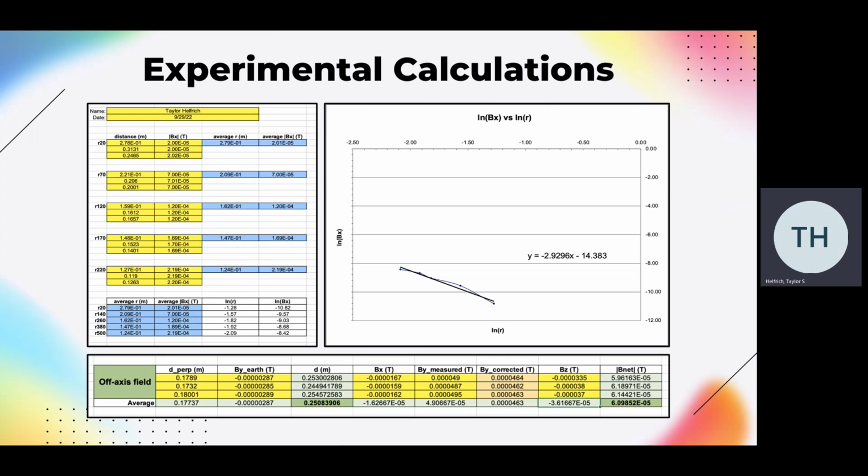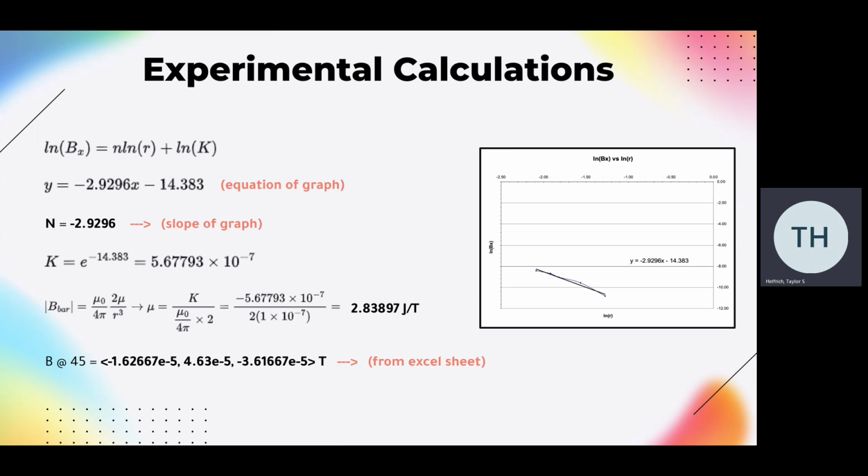Moving into the experimental calculations, I have the magnetic field magnitudes correlated with the distance that we measured them at, which is graphed in the figure to the right. This will help us in future calculations where we calculate n, k, and mu. So n is just the slope of the graph, which you can see is negative 2.9296. And we have the value of k, which is 5.677 e to the negative 7.